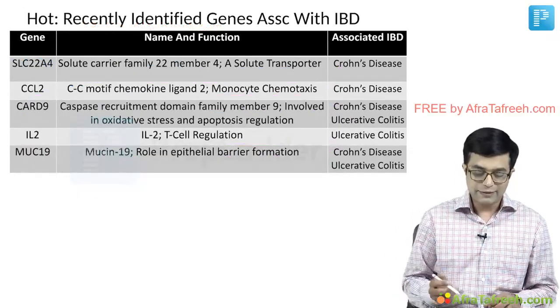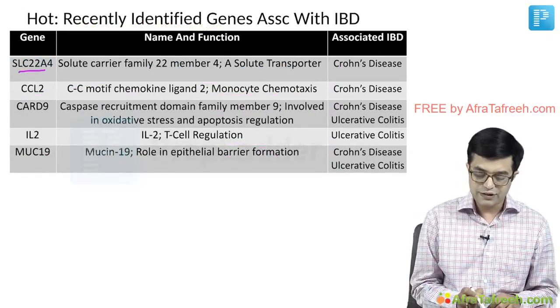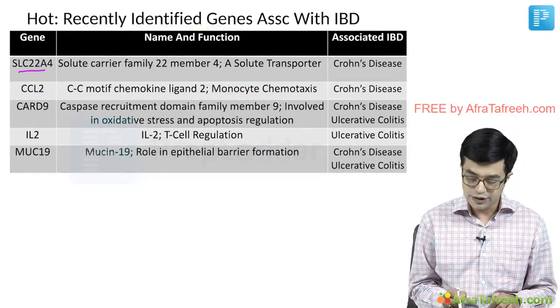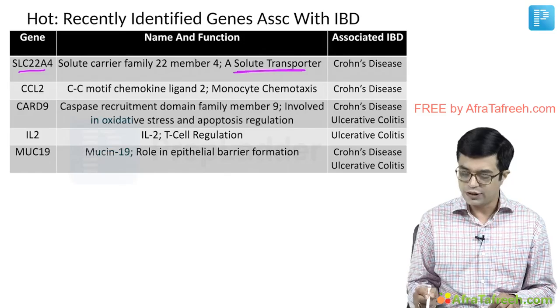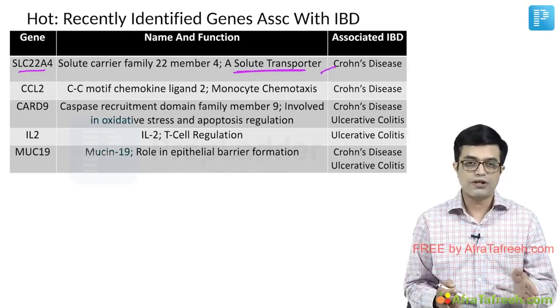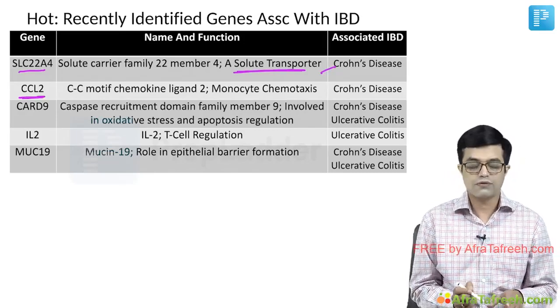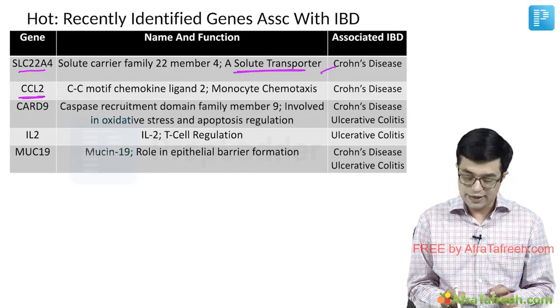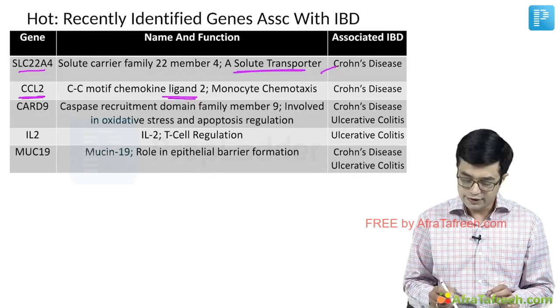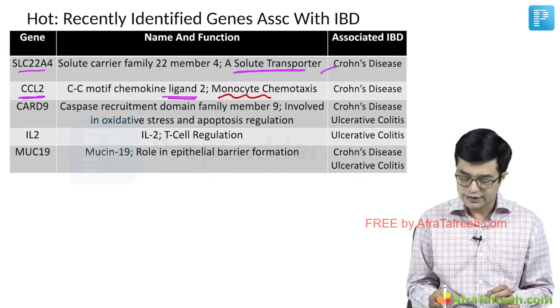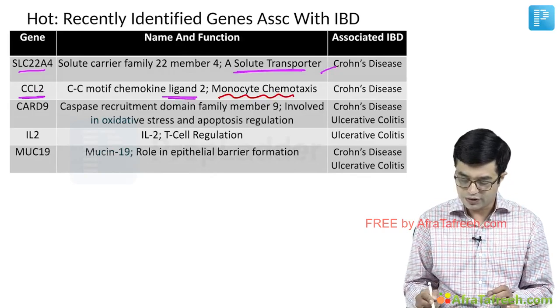Continuing further, these are the remaining ones. SLC22A4 is the gene which codes for a solute carrier protein, a solute transporter associated with Crohn's disease. If mutations occur here, it leads to Crohn's disease in the patient. Then we have CCL2, which codes for C-C motif chemokine ligand type 2. It is involved in chemotaxis of monocytes and again it increases the risk of Crohn's disease.